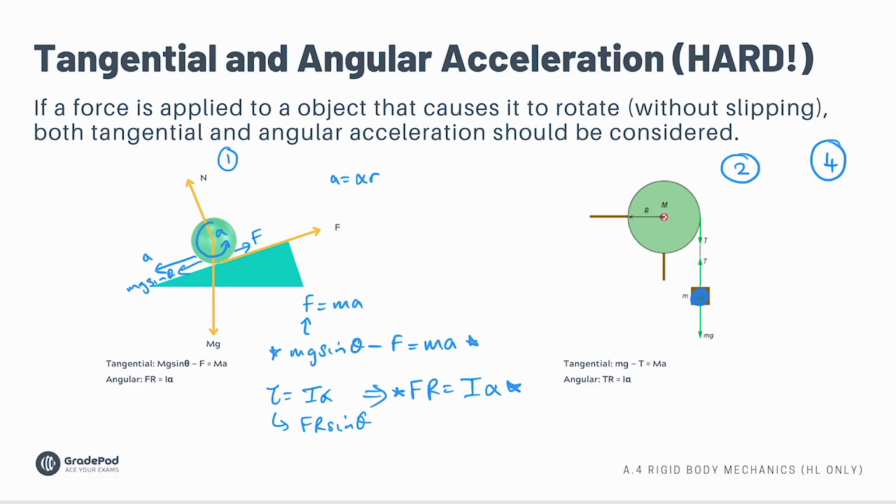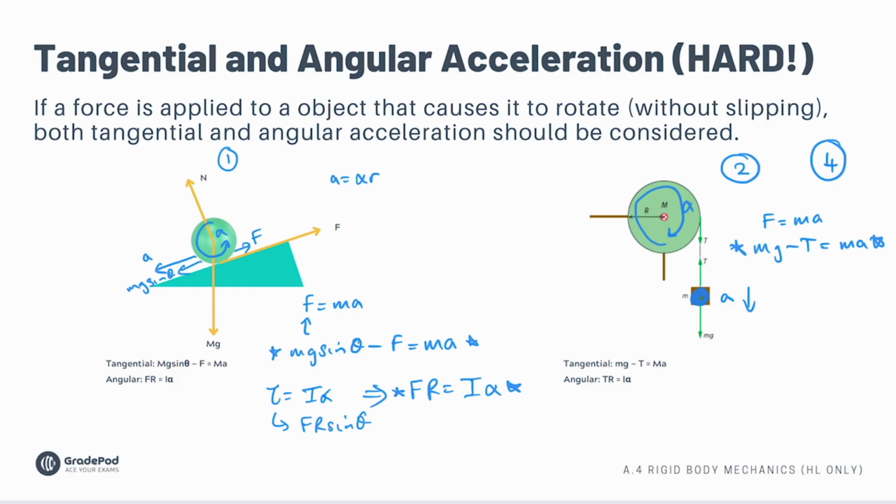This block here will experience tangential acceleration. It's going to accelerate downwards in a straight line. As a result, this will experience angular acceleration. There's 2 types of acceleration going on here. And we want to make sure we've got some expressions for each of those. Okay, let's go with tangential. Well, F = ma. That's Newton's second law in linear motion. The force that causes the acceleration downwards is mg − T = ma. So that's an important equation when we're looking at this type of problem.